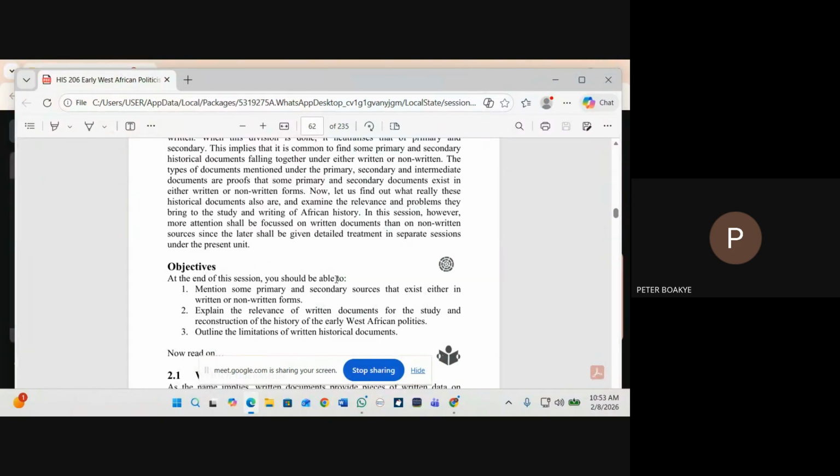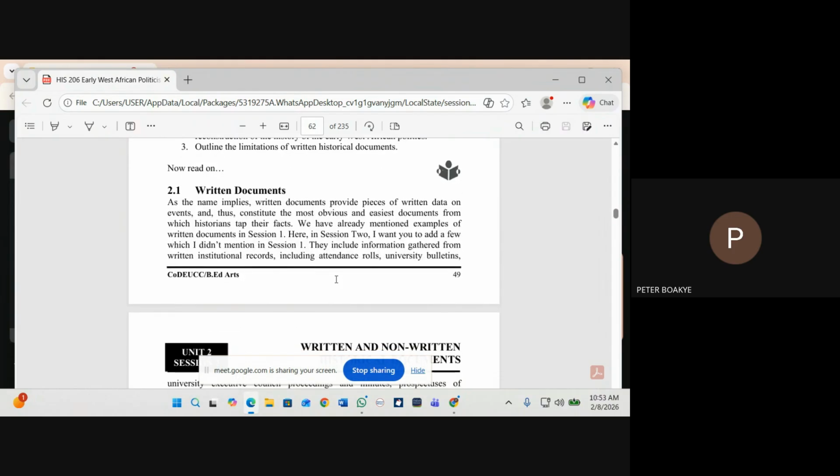By the end of this session, we expect that you are able to mention some primary and secondary sources that exist in either written or non-written form, then explain the relevance of written documents for the study and reconstruction of the history of early West African polities. So, written documents. As the name implies, written documents provide pieces of written data on events, and they are the most obvious and earliest documents from which historians get their facts.